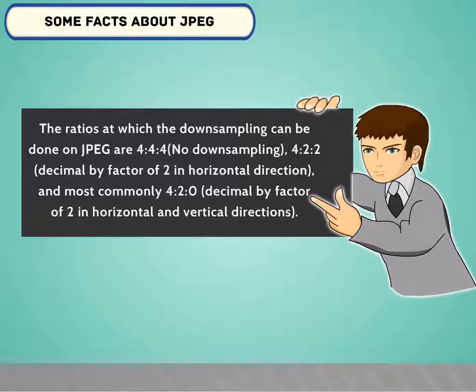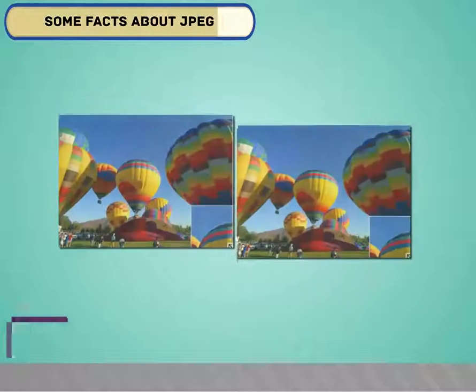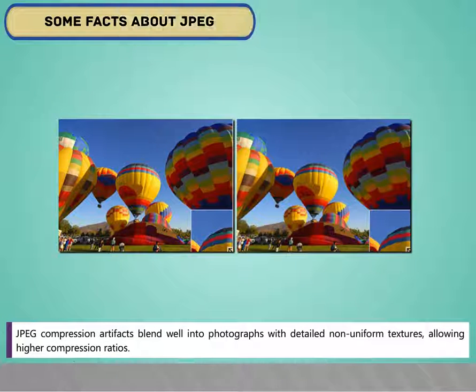The ratios at which the downsampling can be done on JPEG are 4:4:4, that is, no downsampling, 4:2:2, that is, decimated by a factor of 2 in the horizontal direction, and most commonly 4:2:0, that is, decimated by a factor of 2 in horizontal and vertical directions. JPEG compression artifacts blend well into photographs with detailed non-uniform textures, allowing higher compression ratios.